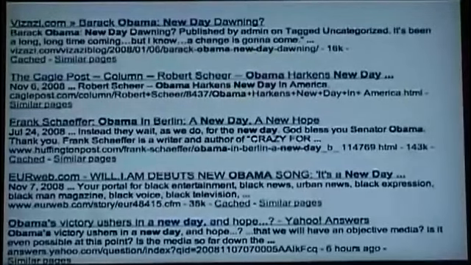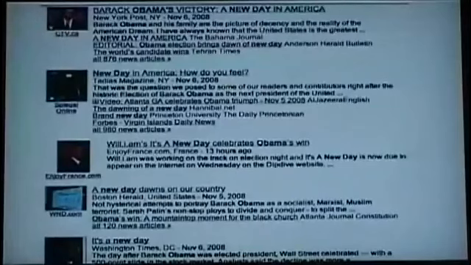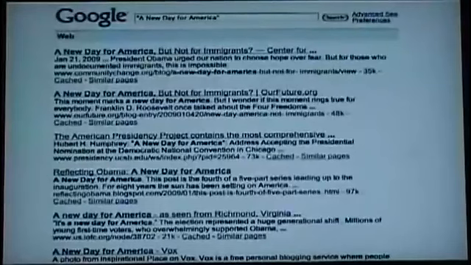Again, go to the web and put in Obama New Day Dawning. See how many hundreds of thousands of articles are written around the world on the new day that's dawning. The Soviet Communist Marxist New Day for America.